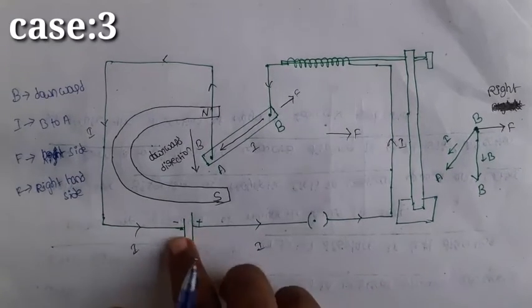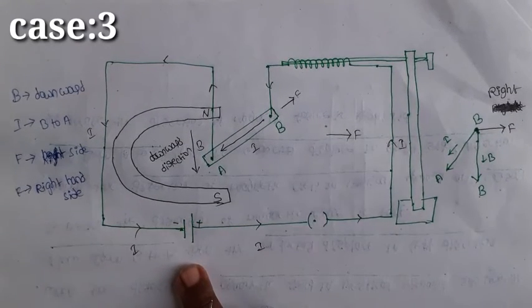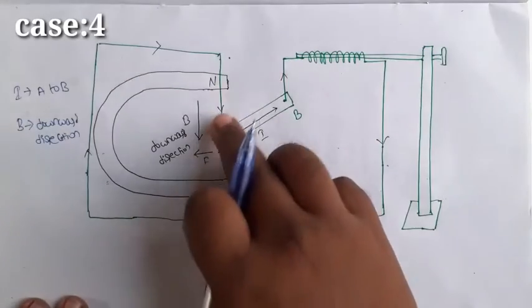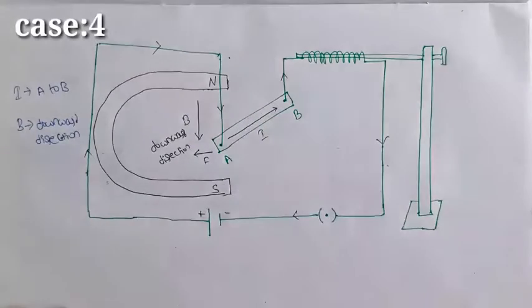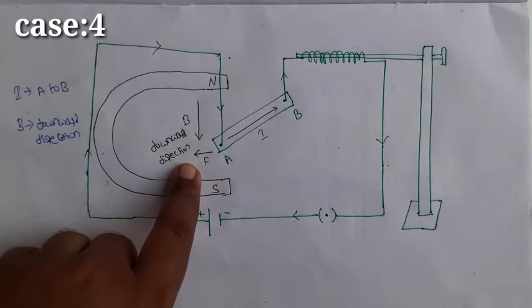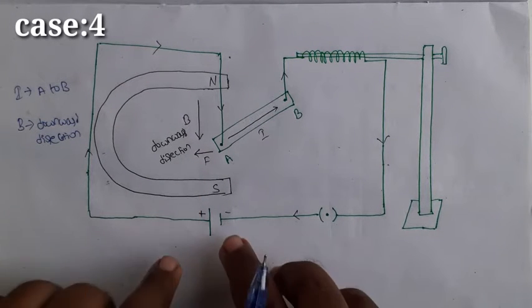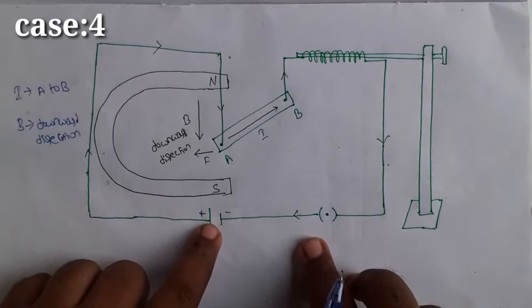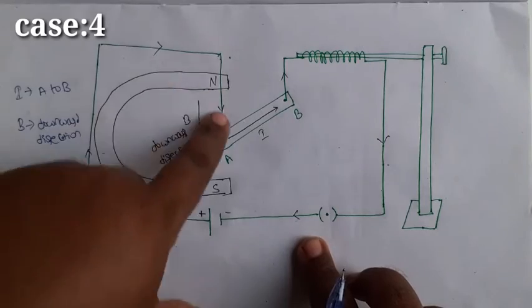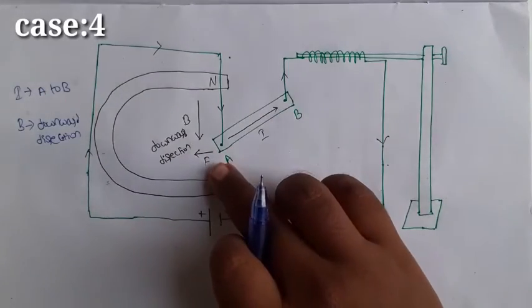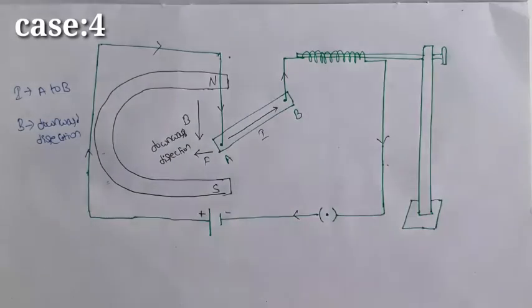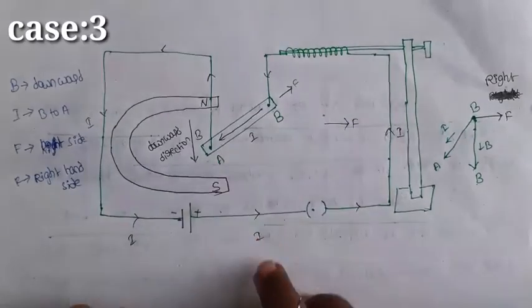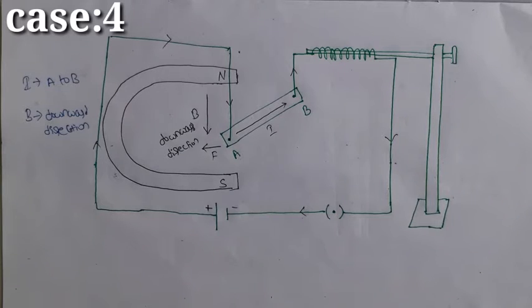For example, I am changing the current direction. If the current direction is reversed, what happens? Here the magnetic field is north to south direction, so the magnetic field is not changed. What about the current direction? This is the positive terminal of the battery, this is the negative terminal of the battery. So current is flowing positive to negative. In the conductor, what is the direction of the current? Current is in the A to B direction. In the previous case, what was the direction of the current? B to A. The current direction is changed.